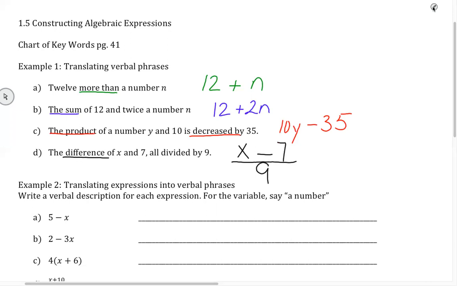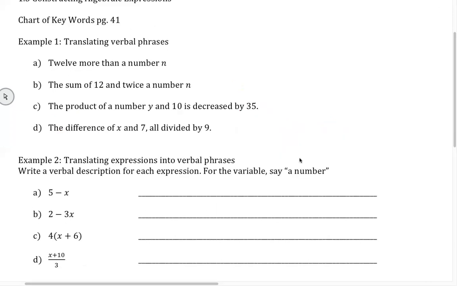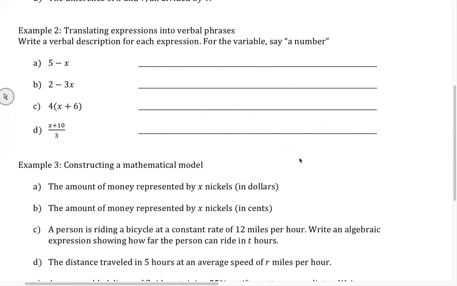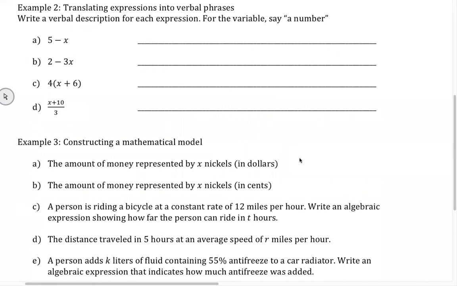Now, what's easier than that is to go the other way. When I'm asked to go from an algebraic expression to a verbal phrase, you just read the problem. This says 5 minus x. So I'm going to write 5 minus x. I'm not going to write out the word 5, we know what that is. So 5 minus x is how that's done.